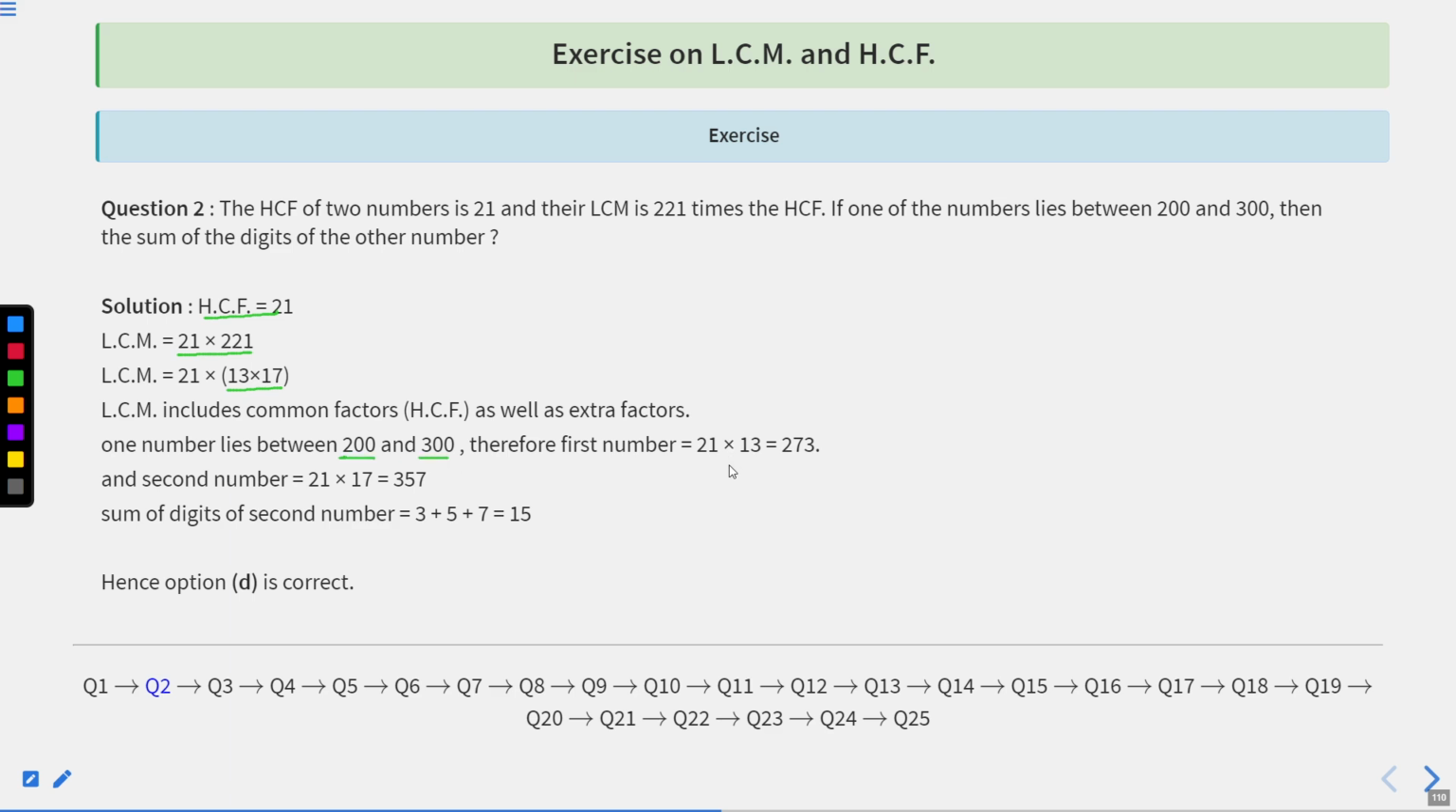Therefore, the first number is 21 into 13. That means 273. And the second number is 21 into 17. That will be 357. So the sum of digits of the second number is 3 plus 5 plus 7. That is equal to 15. So the correct option here is option number D.